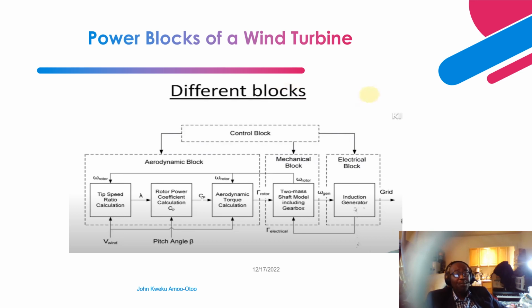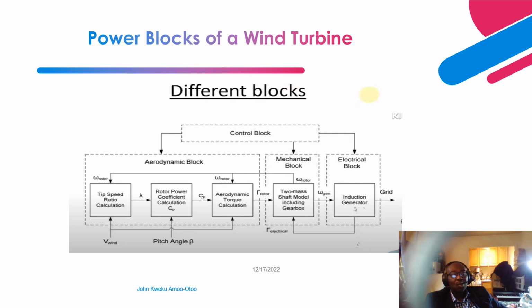That value is lambda, and it becomes an input in calculating the rotor power coefficient, CP. In addition, the other input is the pitch angle. Remember I made mention that we control the pitch angle to control the speed of the rotor, the turbine shaft, the low speed shaft and the high speed shaft. So having lambda and beta as input variables in calculating the rotor coefficient, we can calculate the aerodynamic torque utilizing the angular velocity of the rotor.